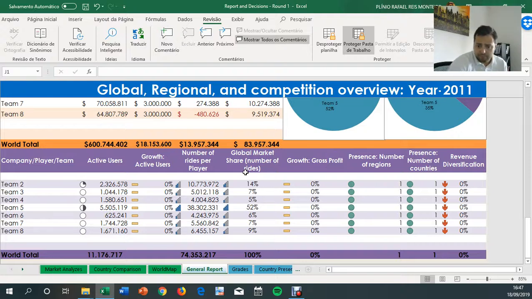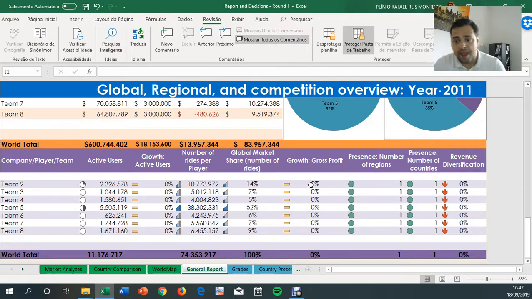And for the global market share, here you have the number of rides that each company received during a year, during this last year, and this means also that you can measure your global market share, make a division of the company market share by the total market share. So 38 million divided by 74 million equals 52%.